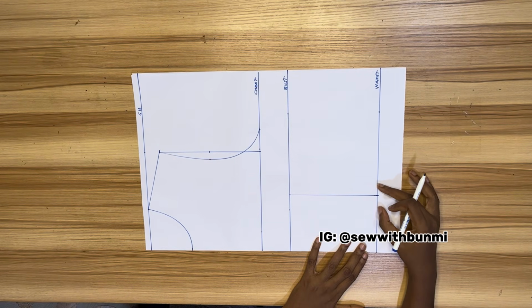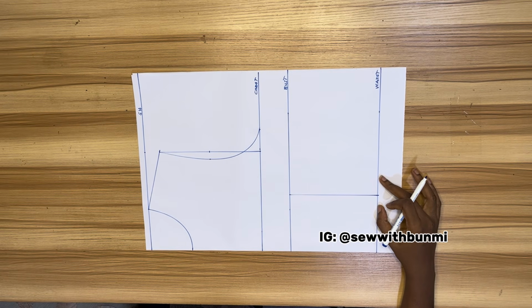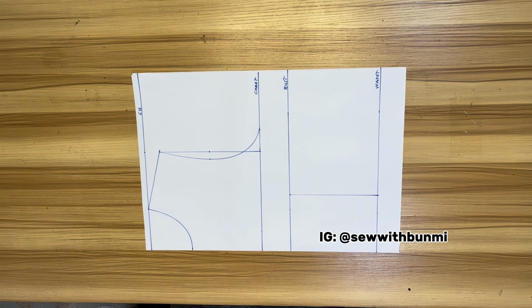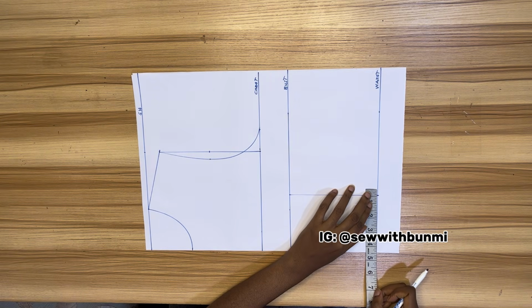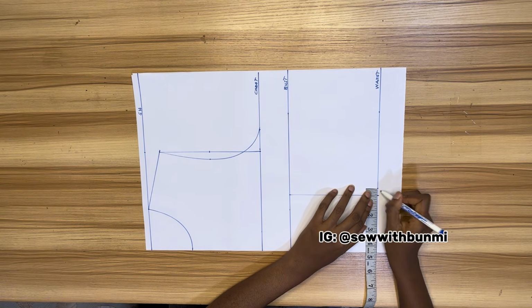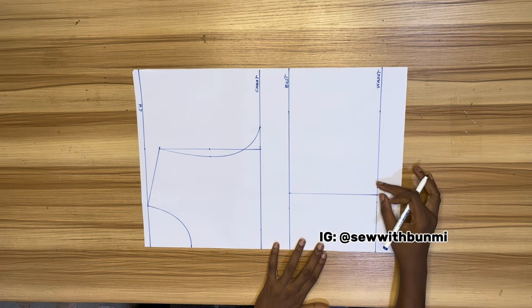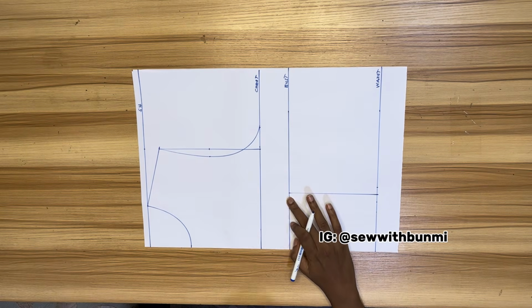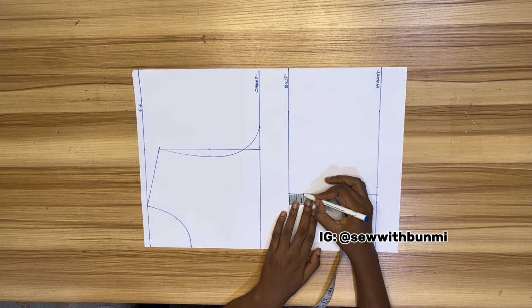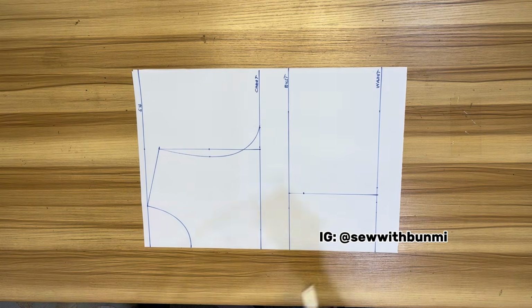For my size, I'll go ahead to take 0.5 inch on both sides. If you have medium size, you can do 0.75 inch on both sides. Or if you are very busty, you can go ahead to do up to 1 inch on both sides. So from my bust point, I'll come down by 1 inch. Then I'll join the points together to form my dart.